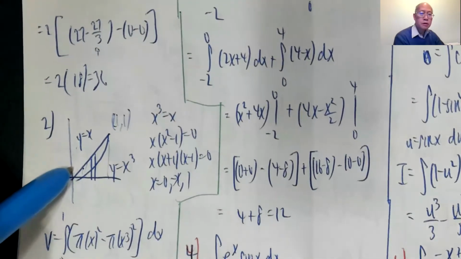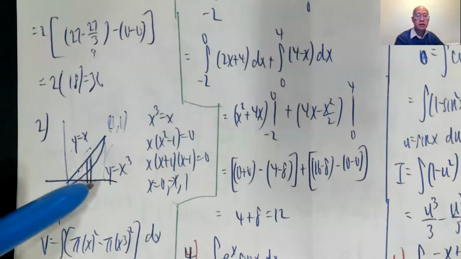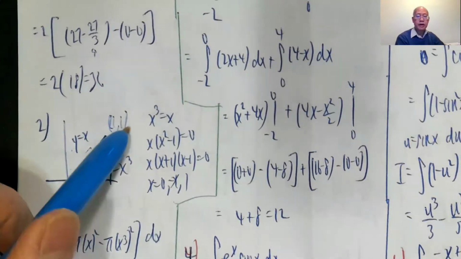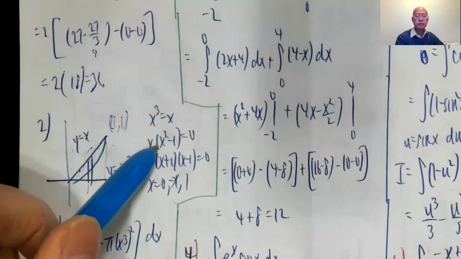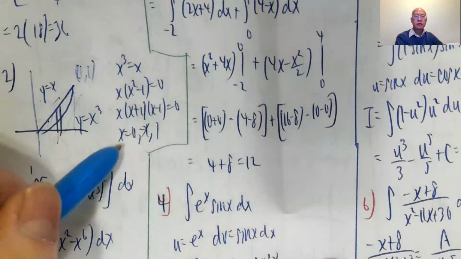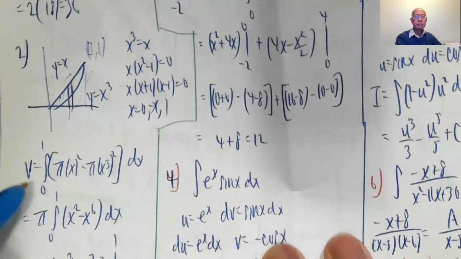Number 2, so y equals x cubed. Here's my typical slice, going from (0, 0) to (1, 1). Verify that x cubed equals x. x times (x squared minus 1) equals 0. x times (x plus 1)(x minus 1) equals 0. x is 0, there it is. 1, there it is. Negative 1 we can ignore for this problem.